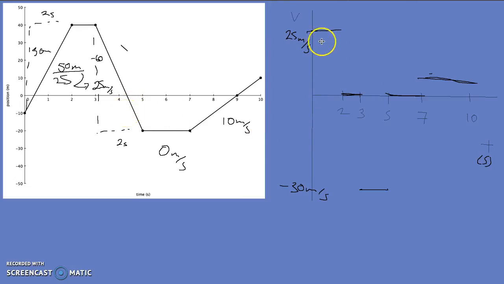It's very disjoint. In reality, it wouldn't make sense to instantly go from 25 meters per second to 0. It'd probably be a little bit curved, and we'd probably see a little bit of a line connecting them instead of the jump that we see as it is. Okay?